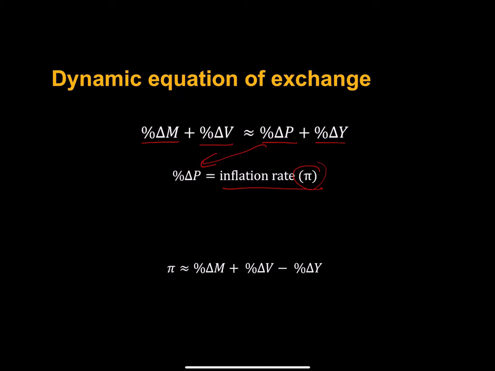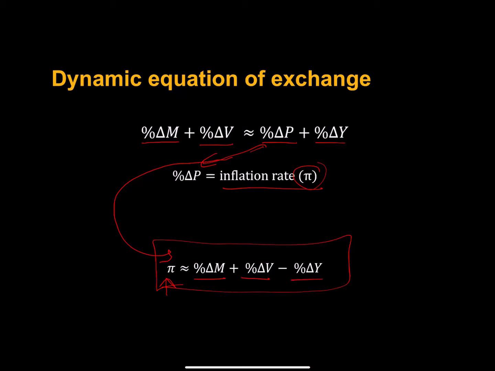So we can rewrite what we have here into this equation here. The inflation rate is approximately equal to the growth rate in money plus the growth rate in velocity less the growth rate in real GDP. Again, this is an identity. This is true by construction. It's like saying 2 plus 2 is 4.